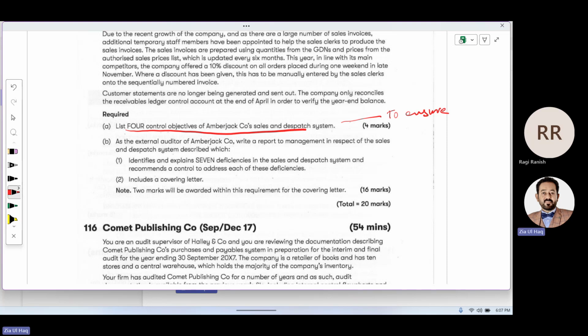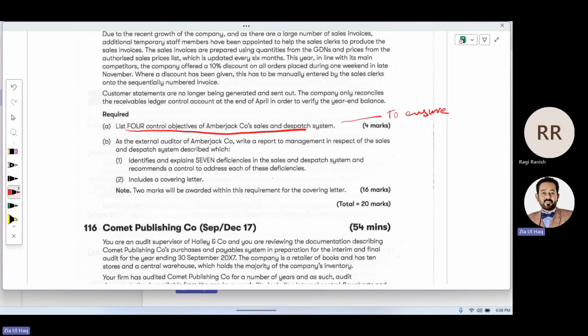Why should the GDN have a customer signature? To ensure that the company has approved that the customer has received the goods. Why should the invoice be matched with the order and GDN? To ensure that invoices are raised against orders and dispatches. To ensure that invoices are accurately raised.